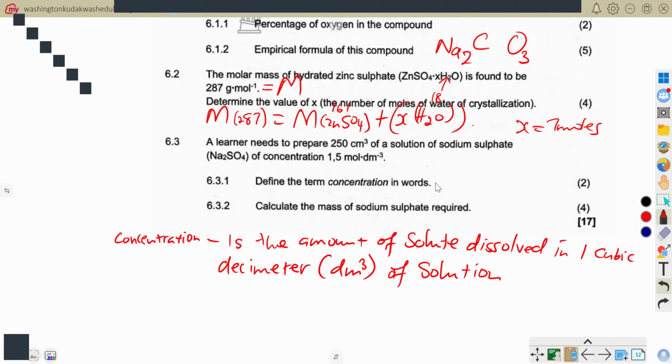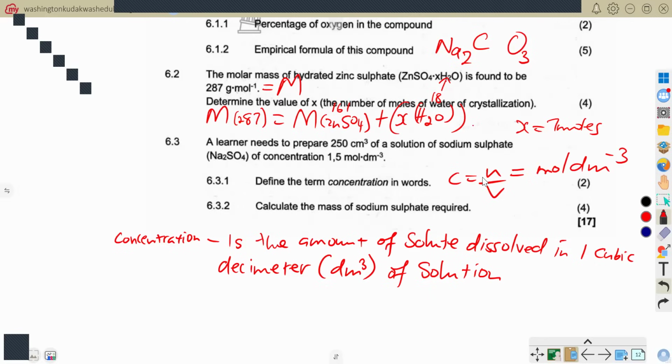So you would see that I'm actually accounting for the amount of what? Of my solute. It's usually given by the number of moles of your solute divided by the volume of that solution. That becomes the amount of solute dissolved in 1 decimeter cubed of solution, because we measure our concentration as mole per decimeter cubed. So that is how you define concentration in words.